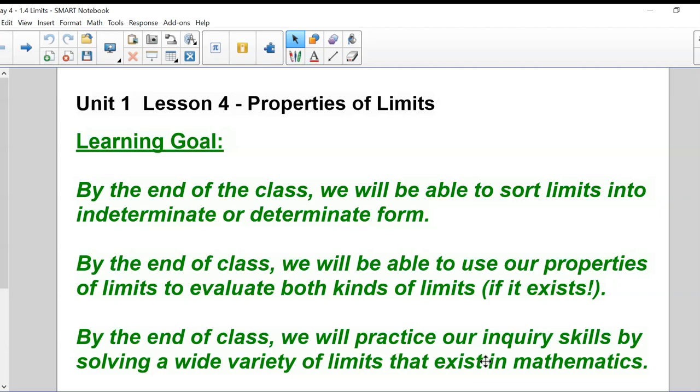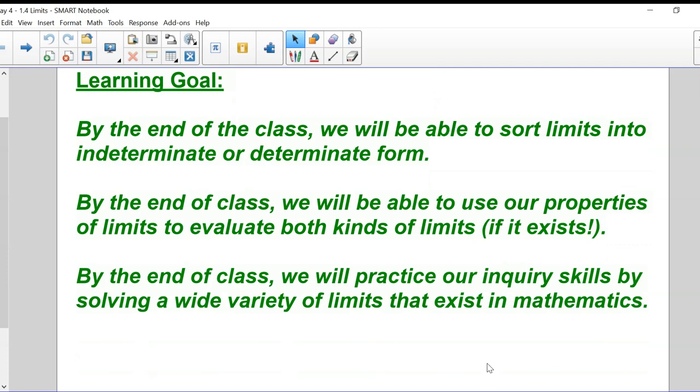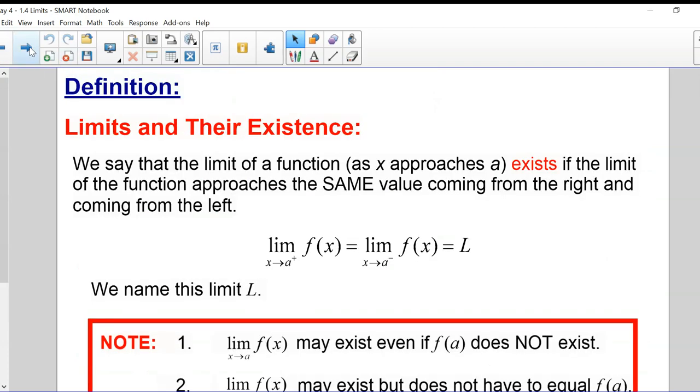Learning goal. By the end of the class, we're going to be able to sort limits into the indeterminate and determinate. And by the end of the class, we're going to use our properties to evaluate both kinds of limits if they exist. By the end of the class, we're going to practice our inquiry skills by solving a wide range of limits that exist in mathematics. Okay, let's get to it.